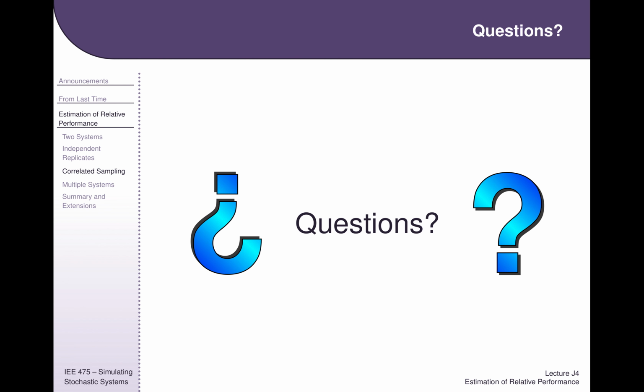Okay, so let's go back to Canvas and answer a couple of questions. And then in the next section, we're going to look at what we do when we want to compare more than two systems.